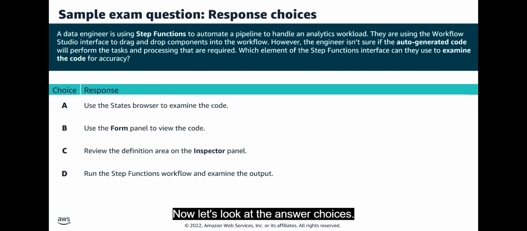Now, let's look at the answer choices. A, use the States browser to examine the code. B, use the Form panel to view the code. C, review the definition area on the Inspector panel. Or D, run the Step Functions workflow and examine the output.